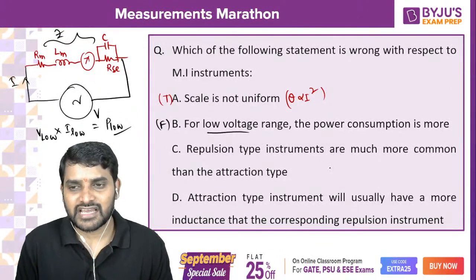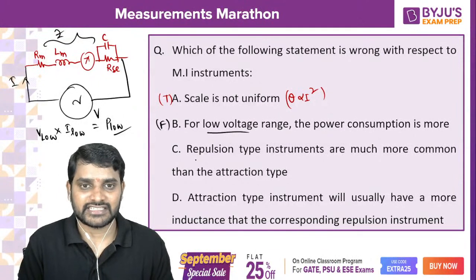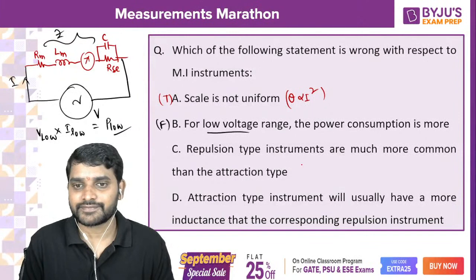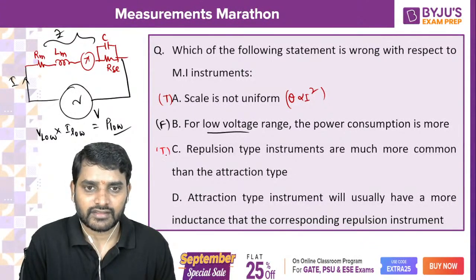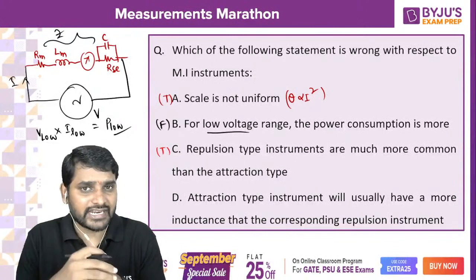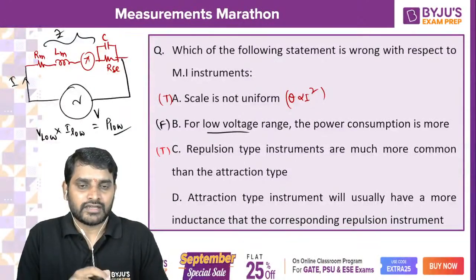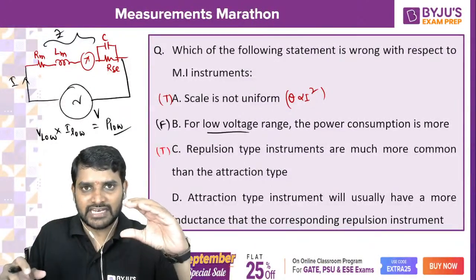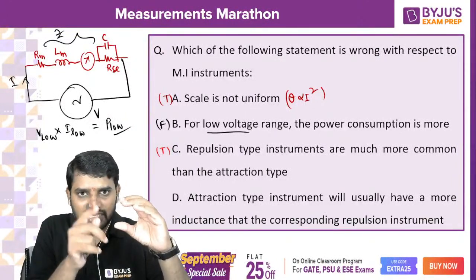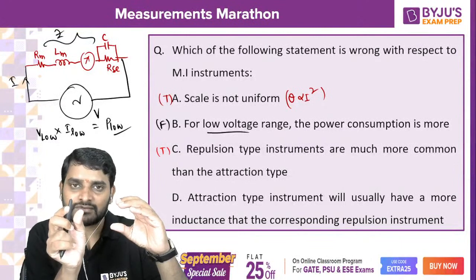Repulsion type instruments are much more common than attraction type instruments. Yes, it is absolutely true. Do you know why? If you see the construction, you will get an idea. In an attraction type instrument, there will be an electromagnet, and near the electromagnet, we should place a moving iron disc.